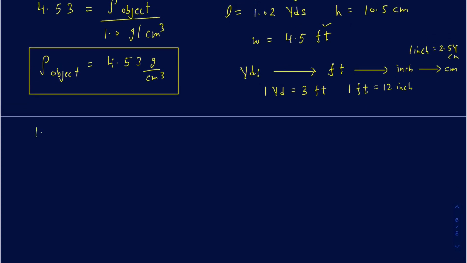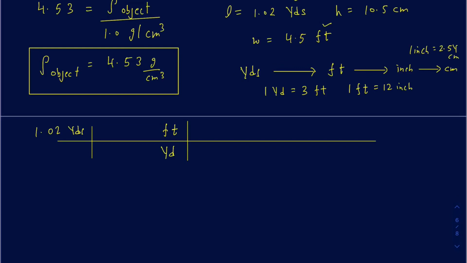So starting out with 1.02 yards, in the first step, the yards will be converted to the feet according to the plan. So I'll have the feet on the top and yards needs to go on the bottom so that the units can cancel out. And you know 1 yard, 1 is going to go with the yard because that's what we have in the equality there. And 3 is going to go with the feet.